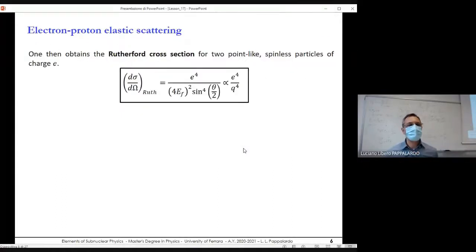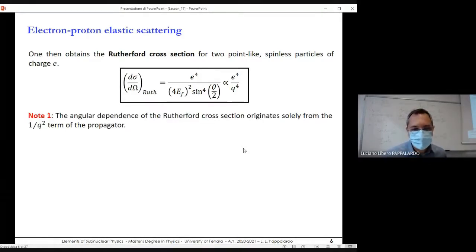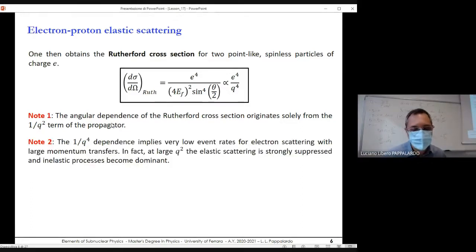Okay, so indeed we obtained the Rutherford cross-section for 2 point-like spinless particles of charge A. As I was saying, the angular dependence of the Rutherford cross-section, so this sine squared to the fourth here, only originates from the 1 of q squared term in the propagator, if you remember, from our derivation. And as I was mentioning, the dependence with the inverse of the fourth power of q implies that very low event rates for electron scattering with large momentum transfer are expected. Okay, and in fact, the large q square elastic scattering is suppressed.